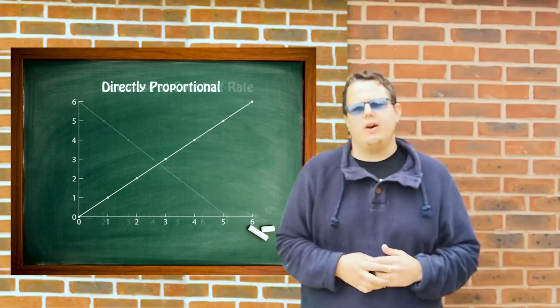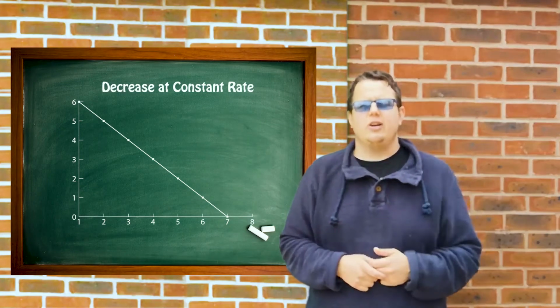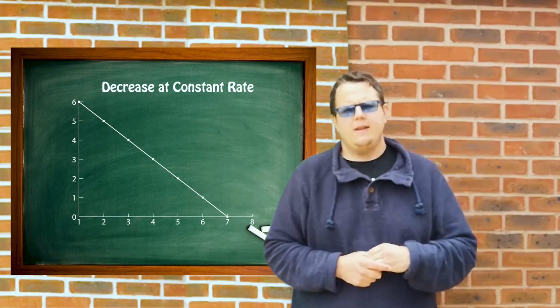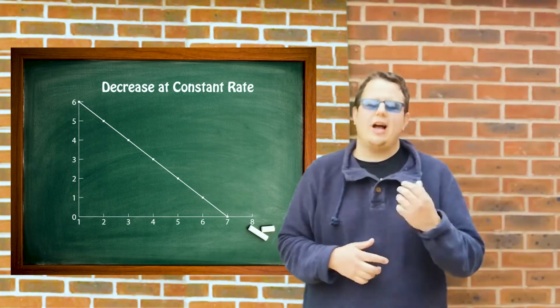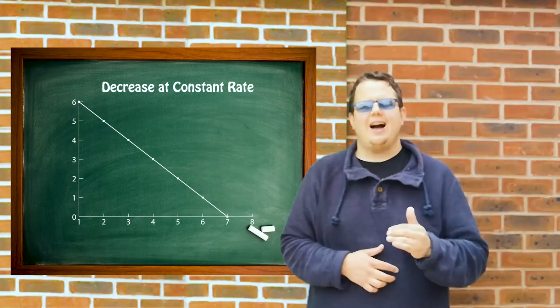Our final straight line graph is decreasing at a constant rate. These have a straight line, but now we've got a negative gradient. The line slopes down. Here, as x increases, y decreases at a constant rate.